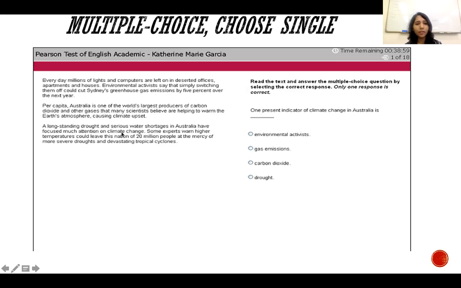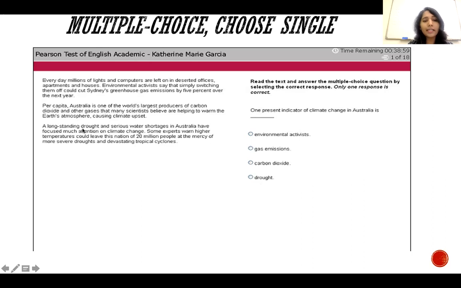So we found something about climate change. There's only one part that's talking to you about climate change. If you look through it, what does it say? What's the present indicator? Some experts warn of a long-standing drought and serious water shortages. So there is drought in your options.